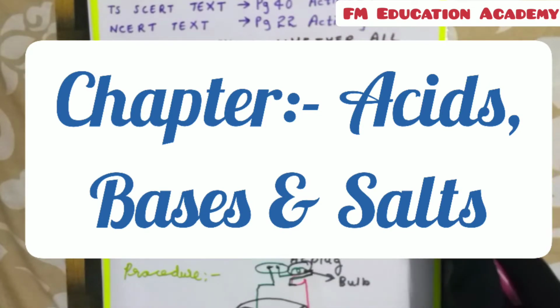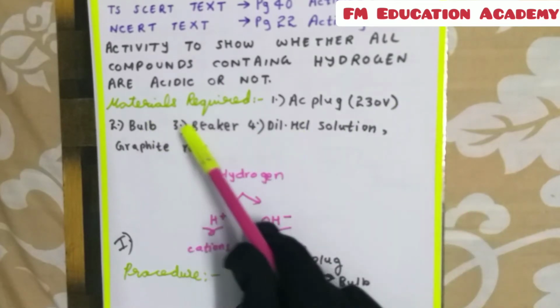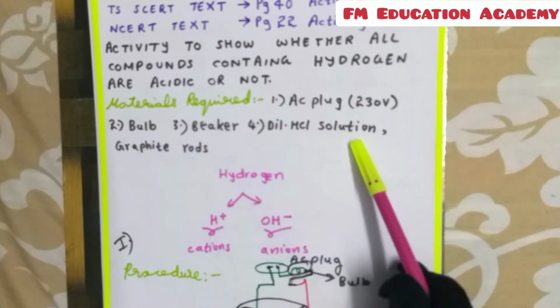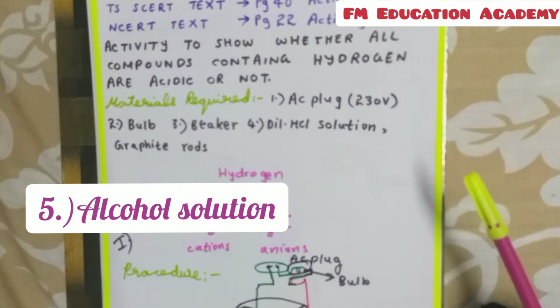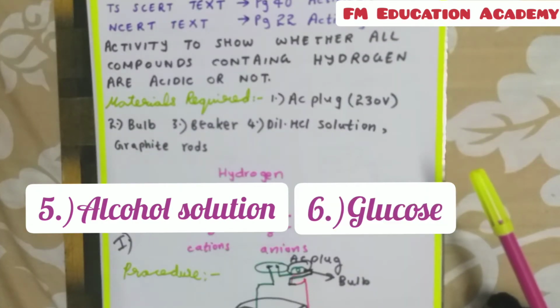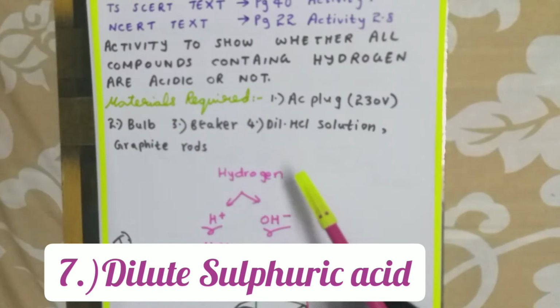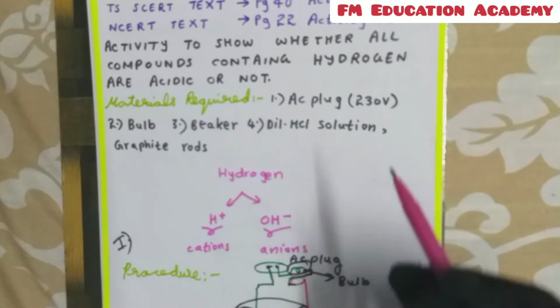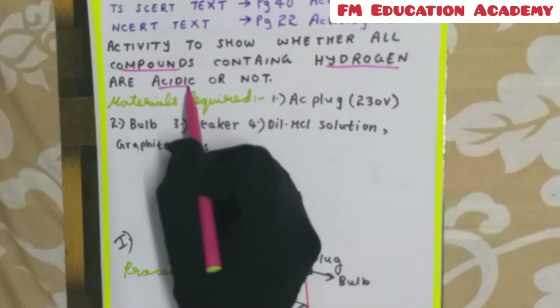In this activity, the materials required are an AC plug of 230 volts, a bulb, a beaker, and dilute HCl solution. Then we also need alcohol solution, glucose, dilute sulfuric acid solution, and graphite rods. So what is my activity? I have to perform an activity to show whether all compounds containing hydrogen are acidic or not.